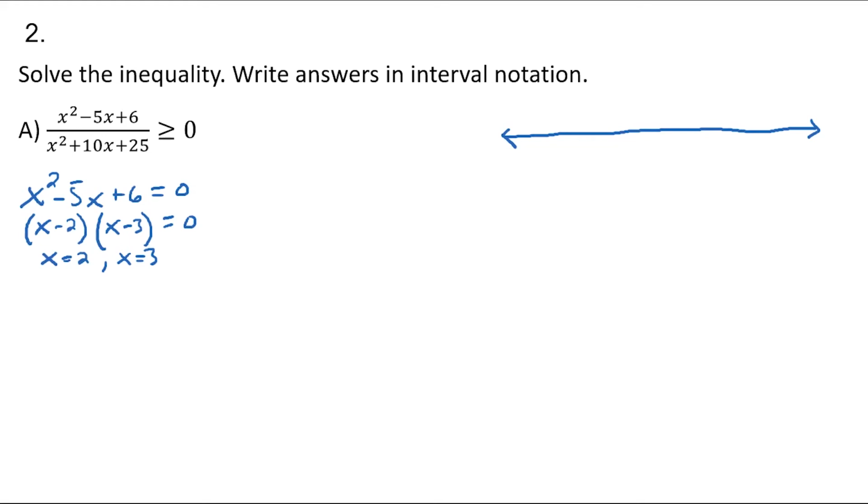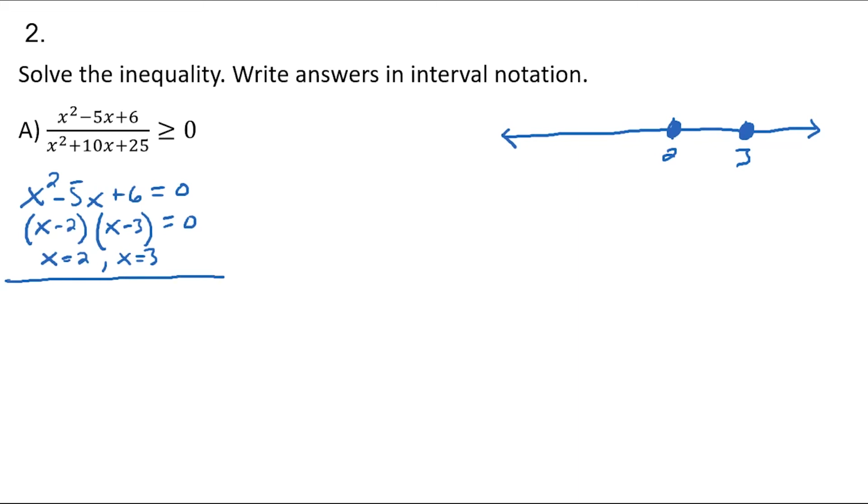I can come over here on my number line and mark those off. Take a look at the inequality sign they give us here. It's a greater than or equal to, so I can include these values because this is in the numerator. If I plug in a 2 for x, it will result in a 0 on the numerator, which will result in this whole left side going to 0, which gives me a true statement. So I can include those.